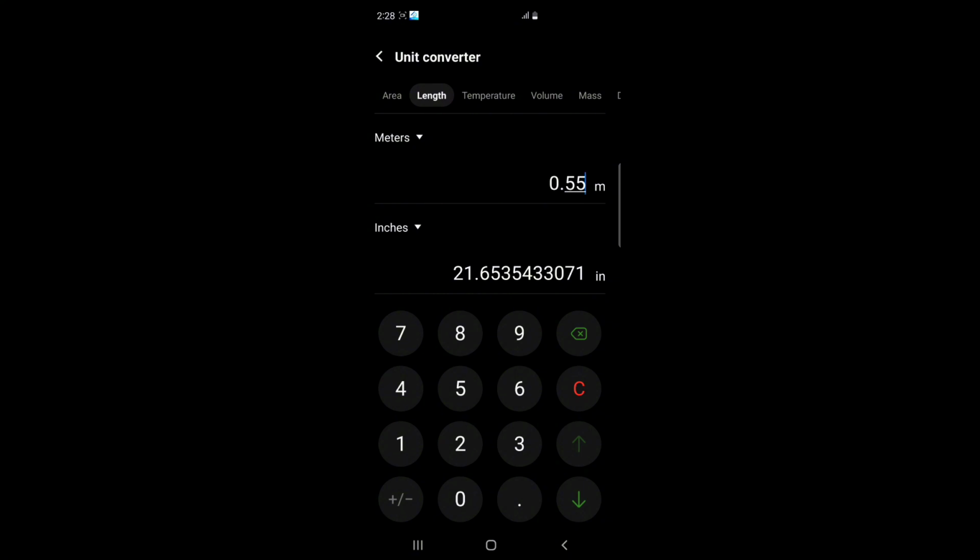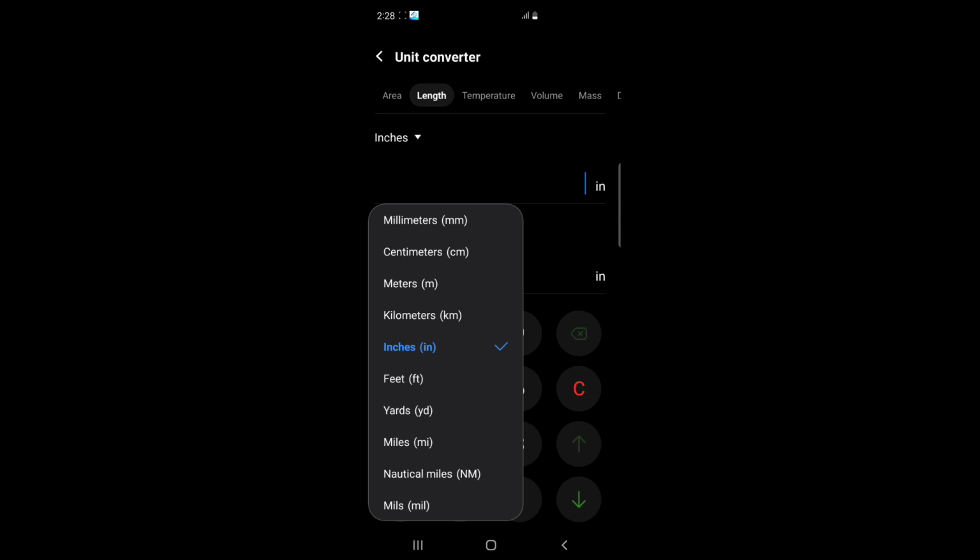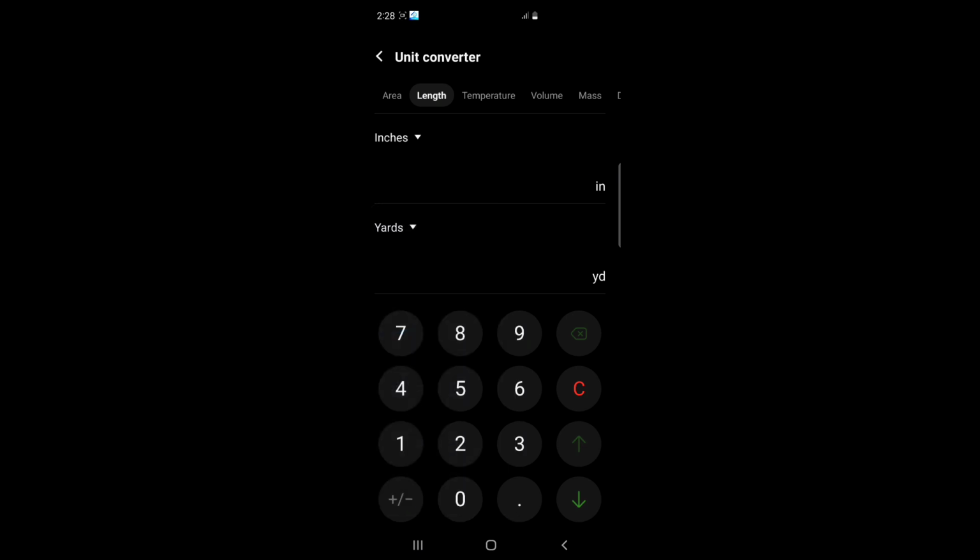So if you still want to convert from inches the other way around, it's still the same thing. Come here, select inches here, and then select the unit you want to convert it to. So let's assume that we are trying to convert inches to yards. So let's pick yards. So let's just say 36 inches will give us 1 yard. This IN here means inches, while the YD here means what? Yards. So I believe with this video, you must have learned how to convert your length appropriately.